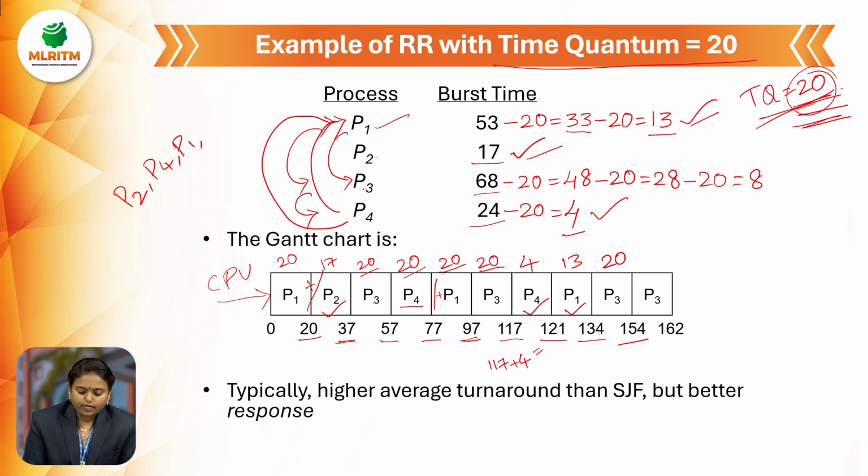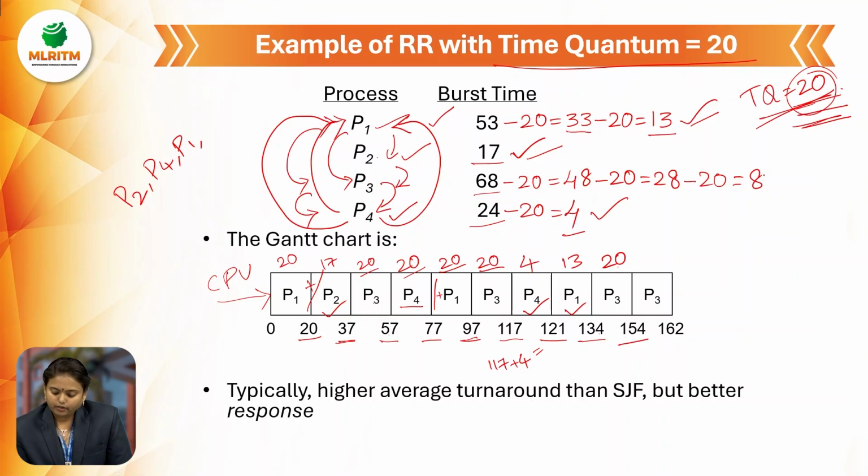But when it is going to next process, it is already done. Again it will go to process 1. It is also done. Then process 2. It is also done. Again it will come to P3 process. So it is not executed. Again it will come here. Within the time slice, the burst time is there. What is that? 8. 154 plus 8, 162. And here P3 is executed.